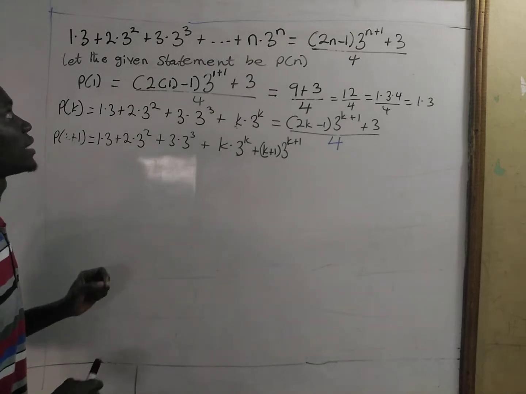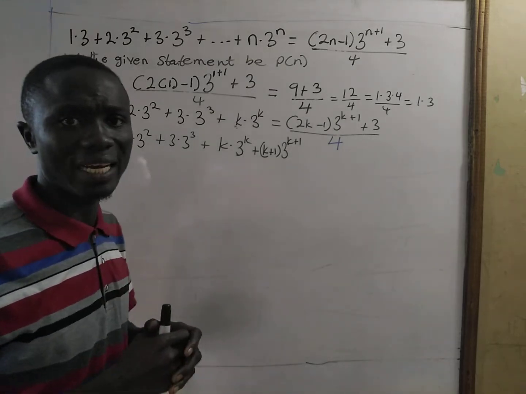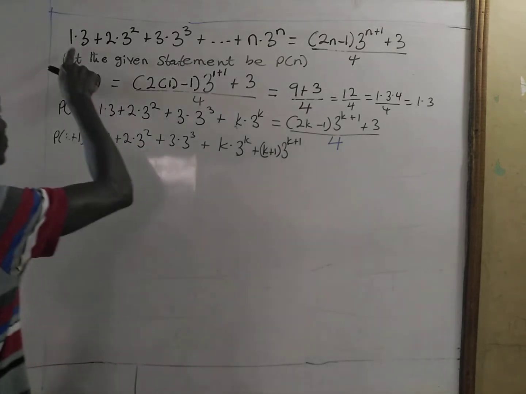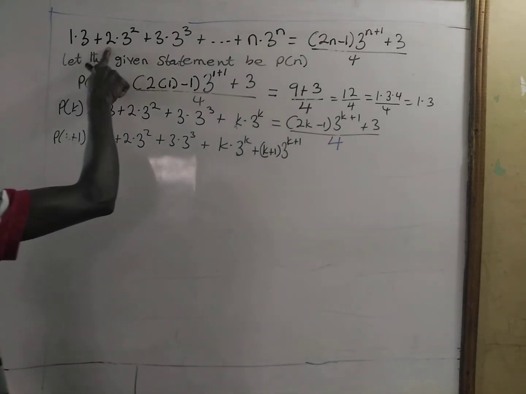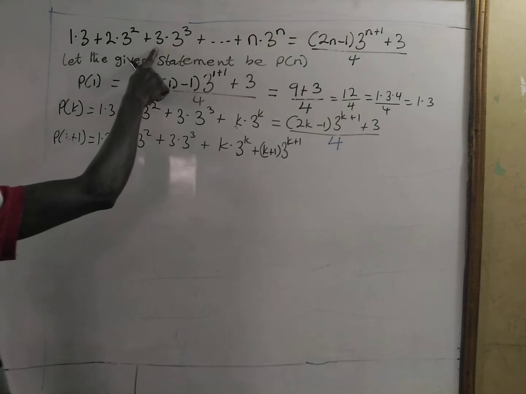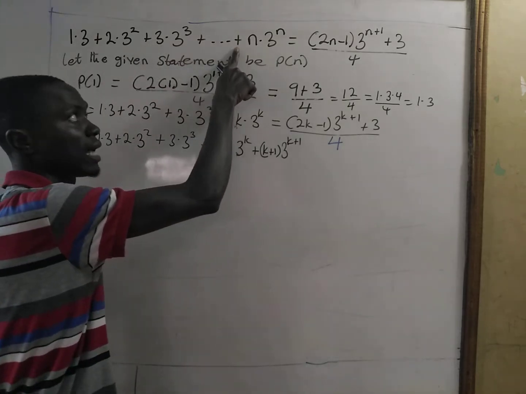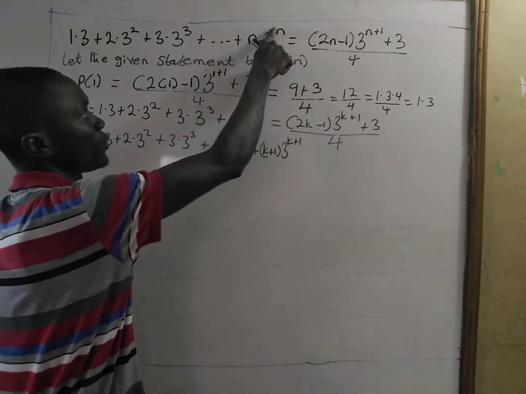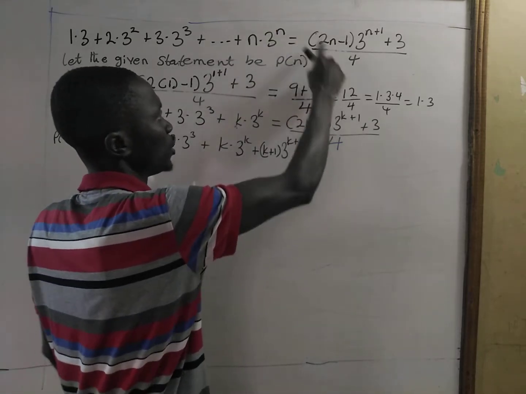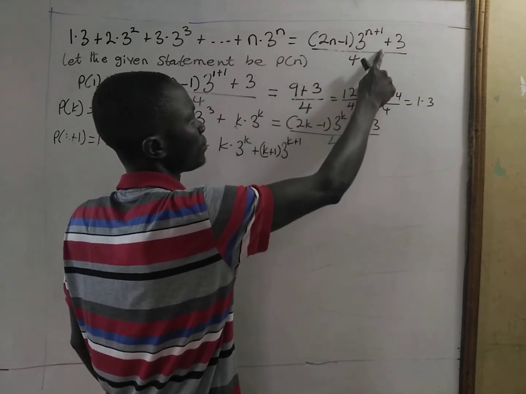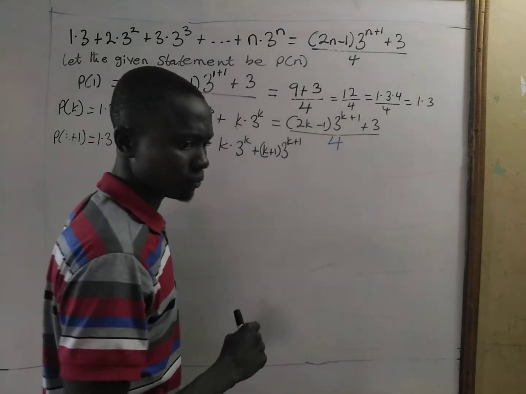Now, the question states that using the principle of mathematical induction, prove that for all n in the natural numbers, 1 times 3 plus 2 times 3 squared plus 3 times 3 cubed plus up to n times 3 to the power n equals (2n minus 1) times 3 to the power n plus 1, plus 3, all divided by 4.